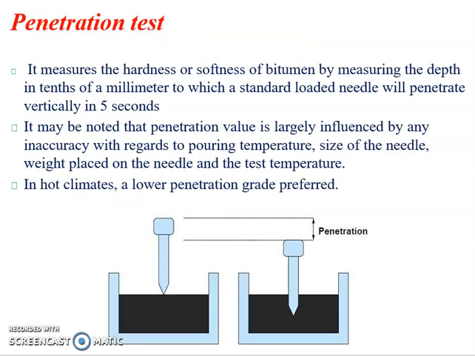It measures the hardness or softness of bitumen by measuring the depth in tenths of millimeters to which a standard loaded needle will penetrate vertically in 5 seconds. It may be noted that penetration value is largely influenced by any inaccuracy with regards to pouring temperature, size of the needle, weight placed on the needle, and the test temperature. In hot climates, the lower penetration grade is preferred.